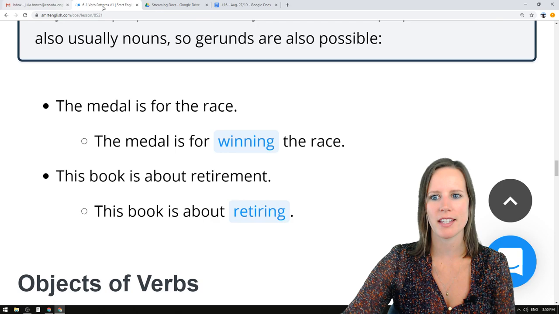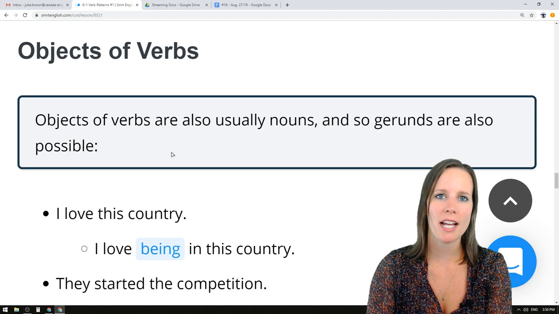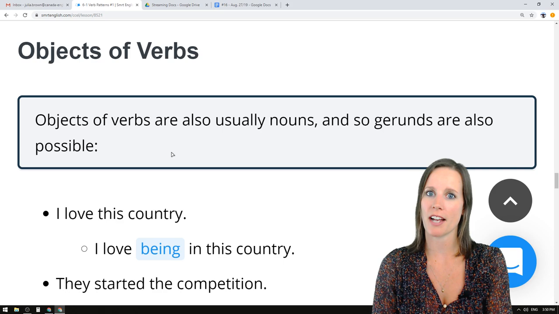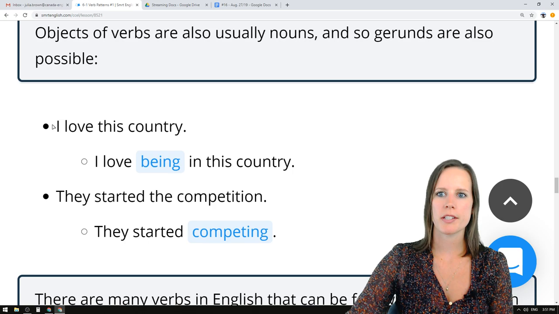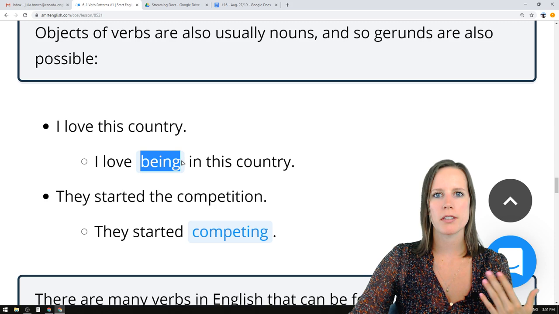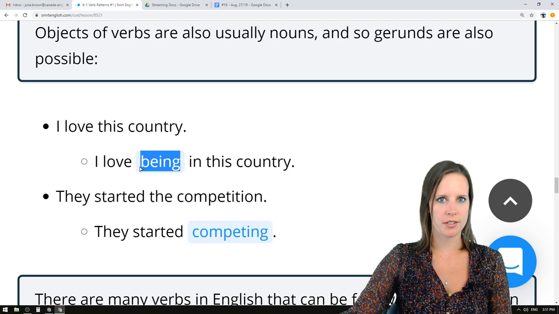And we're going to talk about the last thing. The last positioning of a gerund, object of verbs. Okay, so if you want to have two actions side by side in a sentence, the first action is the verb. I like to refer to it as verb one. And the second action is a gerund. For example, you can just say, I love this country. Or you can be a little more descriptive about your feelings and say, I love being in this country. So love is your first verb, and being is your second action, which is a gerund.